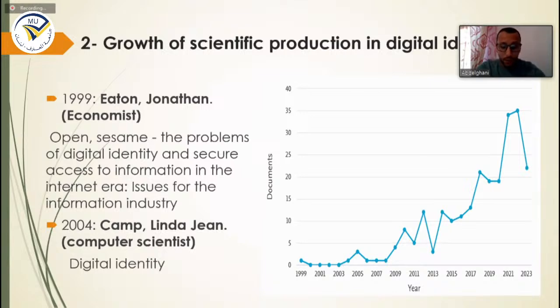The figure also indicates that in 2022, the Scopus database indexed 35 documents, the highest number of publications on this subject.